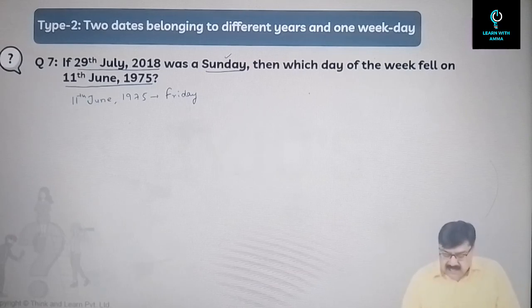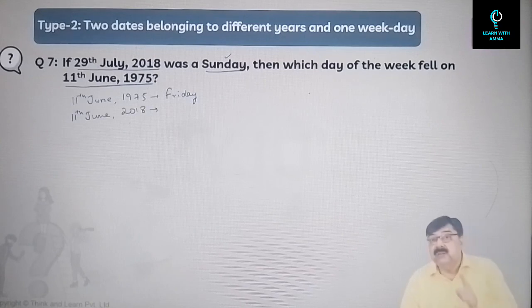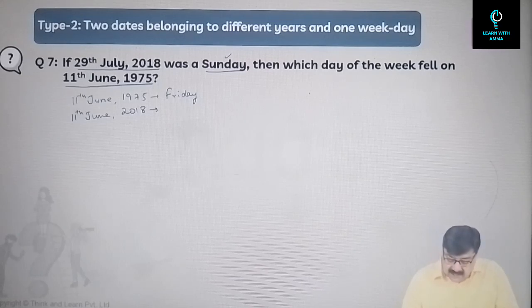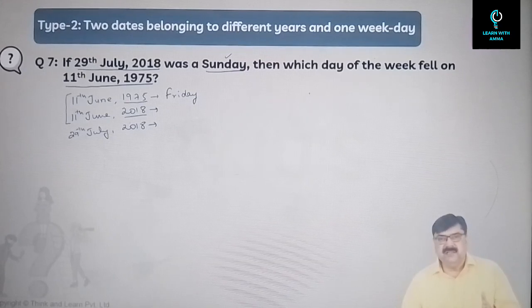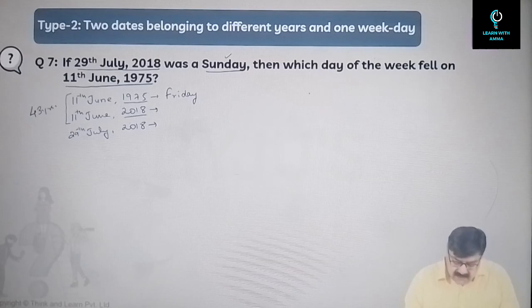So 11th June 1975 is a Friday, we have assumed. According to that, first I need to find the number of years. We will find out for 11th June 2018 what the day of the week was, and then accordingly for 29th July 2018, we will find out the day of the week. So first, let's do this bit. Now 1975 to 2018, how many years are these? Well, 1975 plus 25 is 2000. So 25 years there, and 2018, another 18 years. So 25 plus 18 is 43 years. So we get a difference of 43 years.